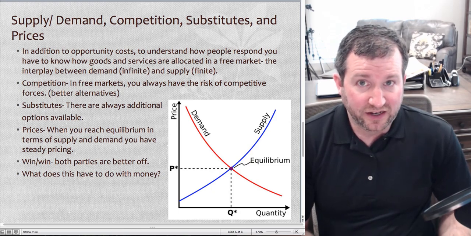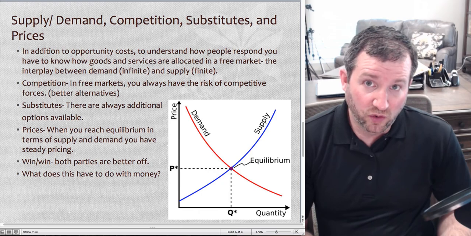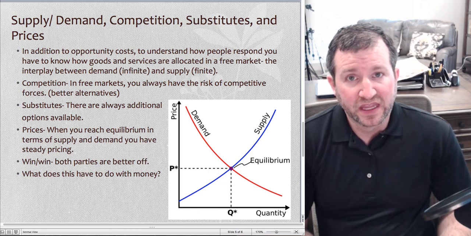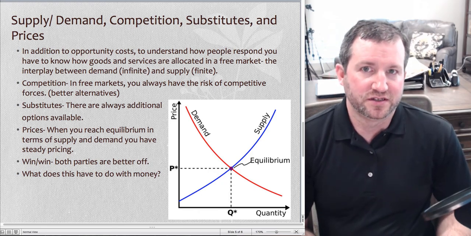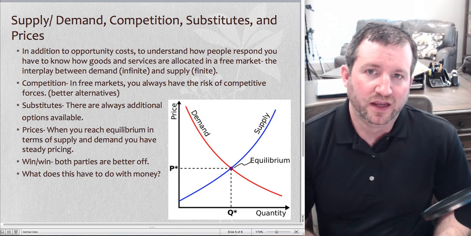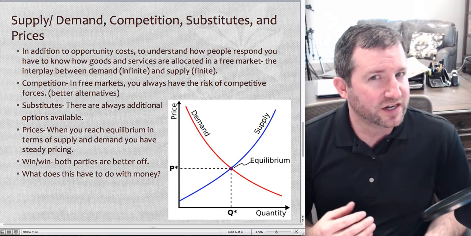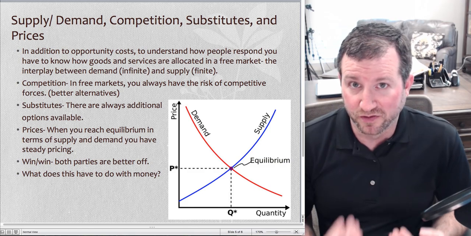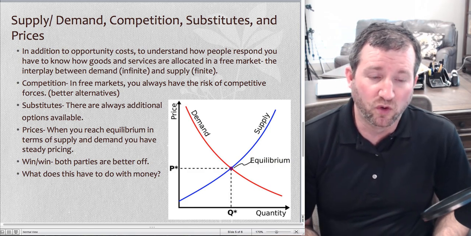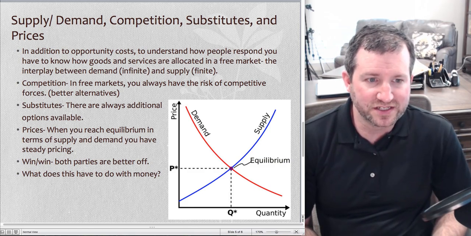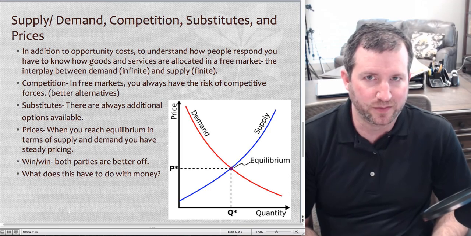And think about how the supply and the demand works with that. If the supply of a particular good is low and the demand is very high for it, then there may be opportunities for people to come into a market and offer a substitute good that may be not quite as good, but maybe it's half the price of the main good that people want. And so there are always substitutes, there are always additional options available in a free market.